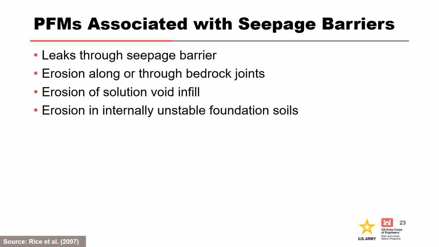Installation of structural risk reduction measures, like cutoff walls, can also introduce new potential failure modes as the flow regime is changed. This presentation discusses the first three potential failure modes listed here: leaks through seepage barriers, erosion along or through bedrock joints, and erosion of solution void infill.